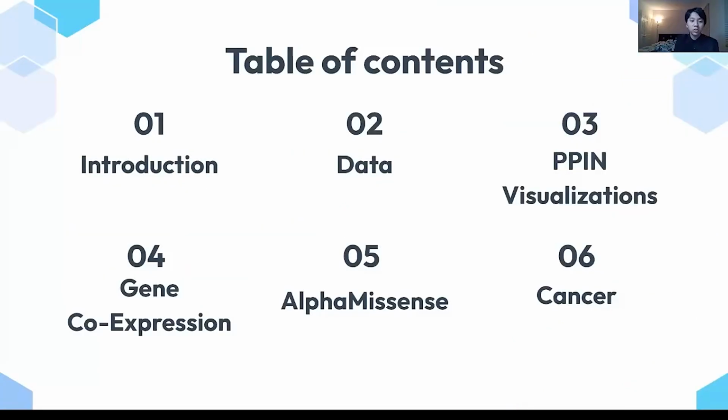Alright, so first we're going to go over what protein-protein interactions really are, and then we're going to go over the data, some visualizations of the network itself, and comparison with gene co-expression networks, alpha emissions, pathogenicity, and cancer.